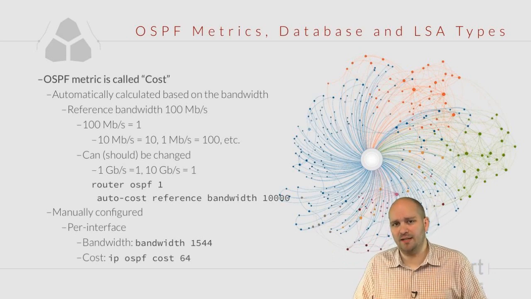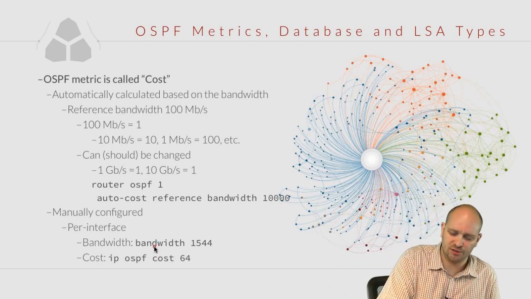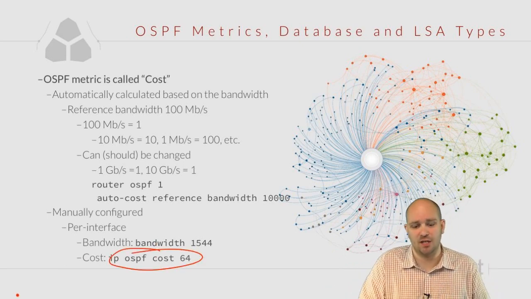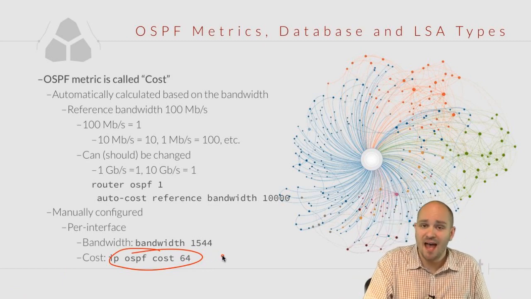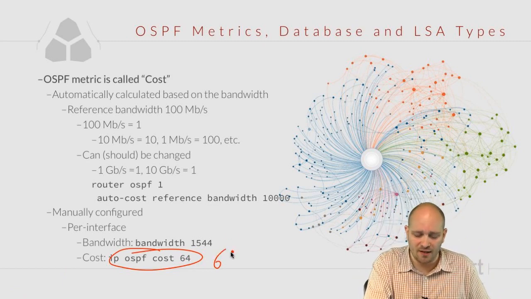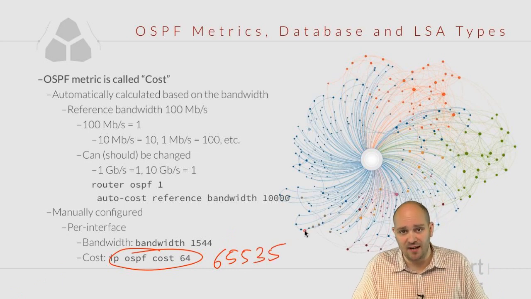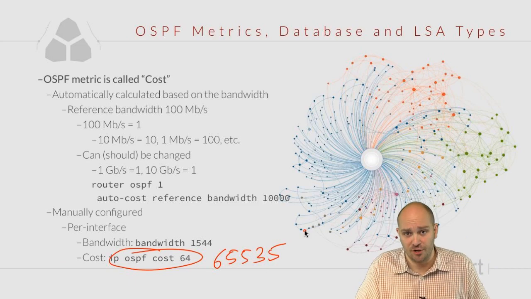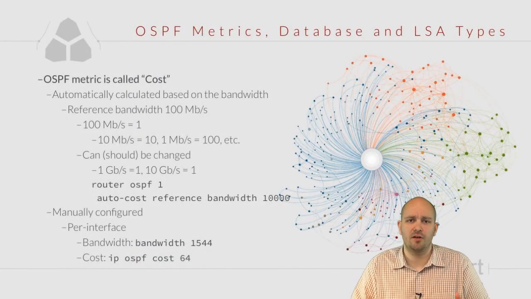But there is one thing that I forgot to mention. When you are specifying the cost on a particular interface here, there is a maximum cost that you can specify. A single interface in OSPF cannot have a cost that is higher than 65,535.